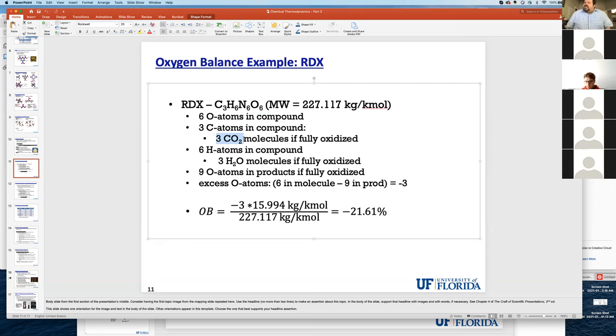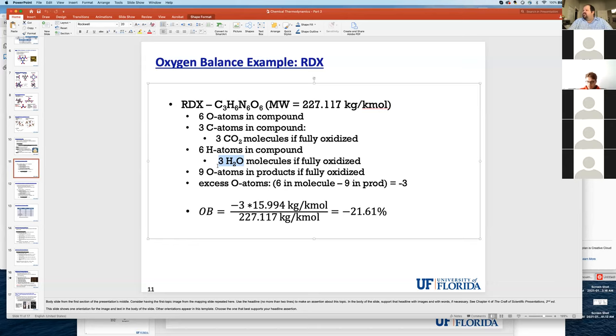Okay. Then we need to deal with the six H atoms. If fully oxidized, those will form three H2O molecules. So if the carbon and hydrogen are fully oxidized, we'll have three CO2 molecules because of the three carbon atoms, and three H2O molecules because of the six hydrogen atoms. Now, in those fully oxidized products, we count up the number of oxygen atoms. We have three moles of CO2, and for each mole of CO2 you need two oxygen atoms. So that's six right there.